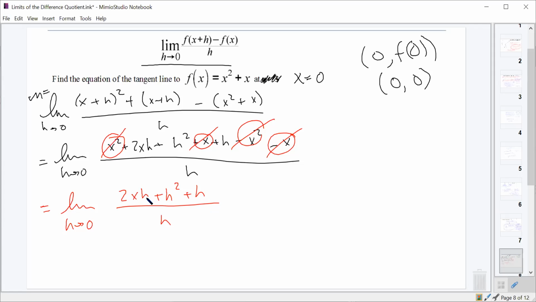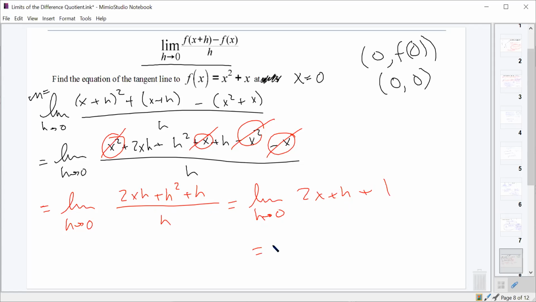So let's factor out the h and cancel. We don't need to write out the factoring; we can just divide each of these by an h. That gives us the limit as h approaches 0 of 2x plus h plus 1. Everybody agree with that? All right, and as h approaches 0, what do we get?